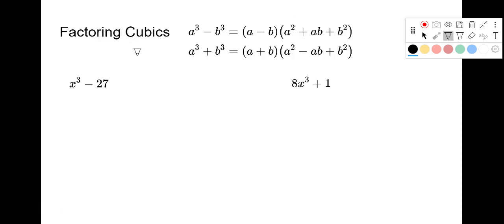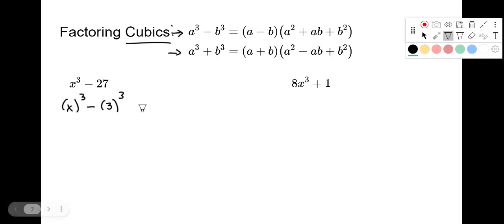All right, finally, let's go and factor cubics. So to factor cubics, these are the two formulas that you would have to know. You need to know them off the top of your head. To factor a cubic means you're going to write each term as something that's being cubed. So for example, if I want you to factor x cubed minus 27, well, x cubed is just x being cubed. And then 27 is 3 cubed, right? 3 times 3 times 3 is 27.